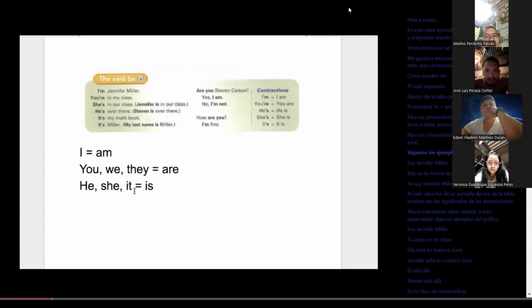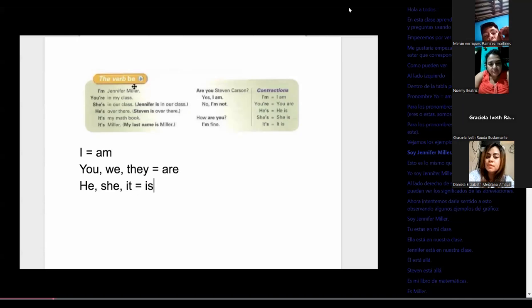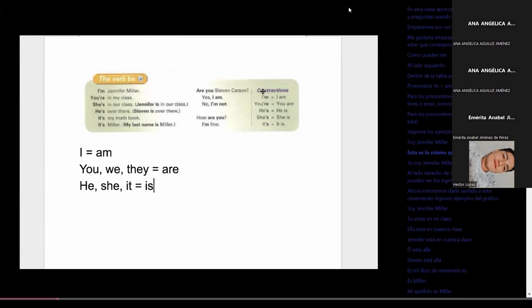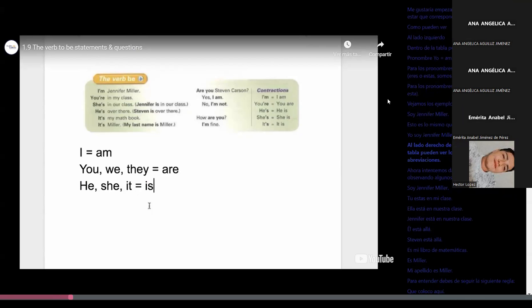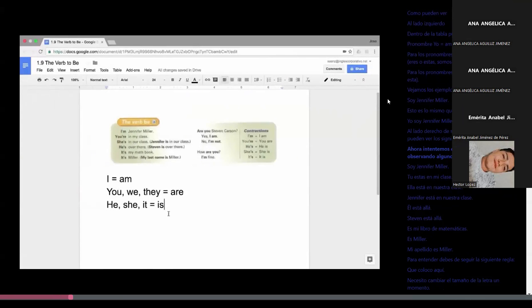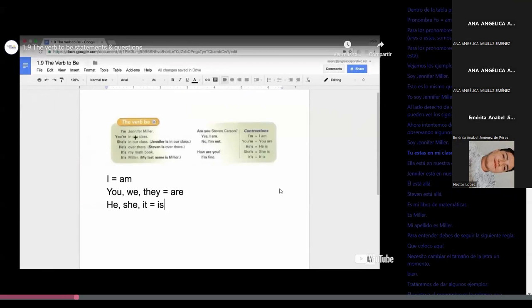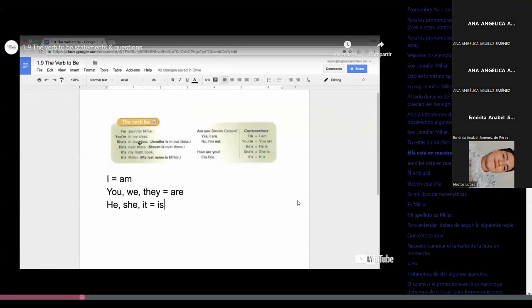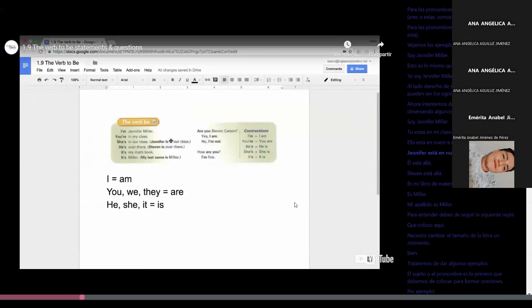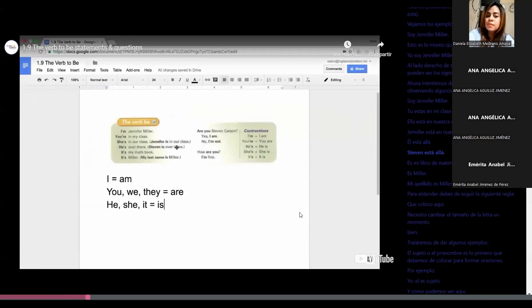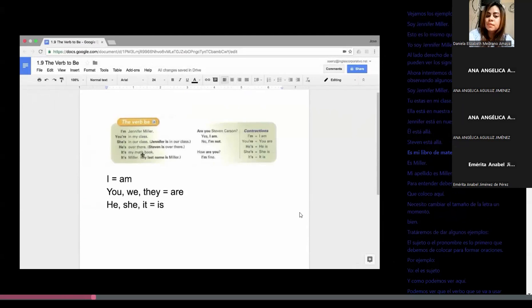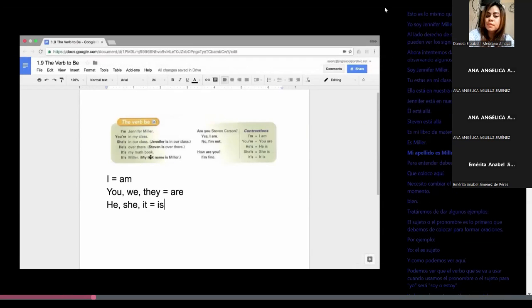So, if we look at the examples, I'm Jennifer Miller. This is the same thing as saying, I am Jennifer Miller. You can see the meaning of those contractions towards the right-hand side of the screen. Now let's try to make sense of this by looking at the examples on the chart. I'm Jennifer Miller. You're in my class. She's in our class. Jennifer is in our class. He's over there. Steven is over there. It's my math book. My last name is Miller.